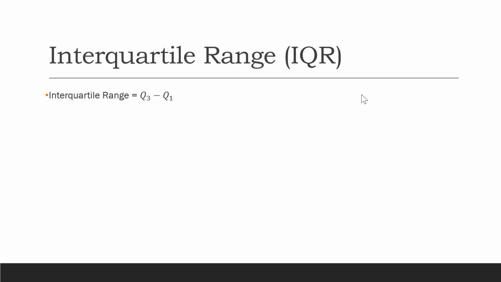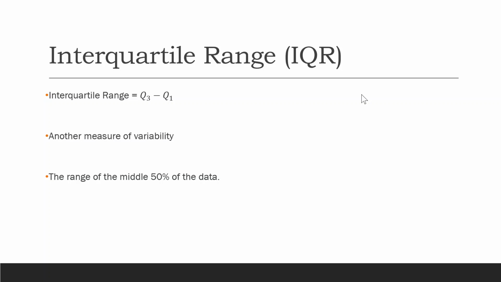With the quartiles, we can calculate what we call the interquartile range, or IQR. The interquartile range is a range. Remember, the overall range of our data set is the difference between the maximum and minimum values. Well, the interquartile range is just the range from Q1 to Q3. So all I have to do is Q3 minus Q1.